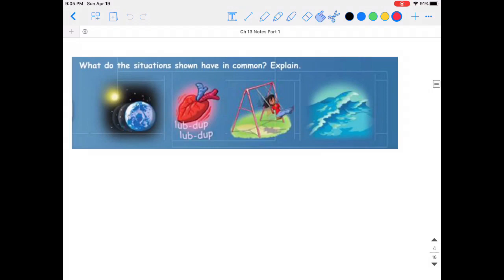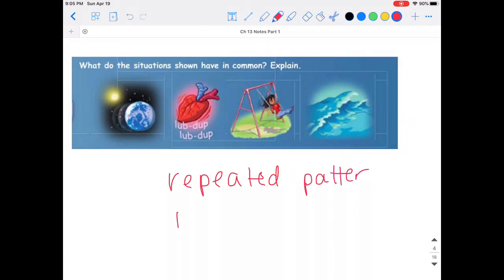Before we start, let's look at this example. What do the situations shown have in common? Explain. Our first picture is the Earth rotating around the sun. The second picture is a heart. The third picture is a girl on a swing. And the fourth picture is the ocean. What do all of these situations have in common? Well, all of these situations have a repeated pattern that occurs at regular intervals.